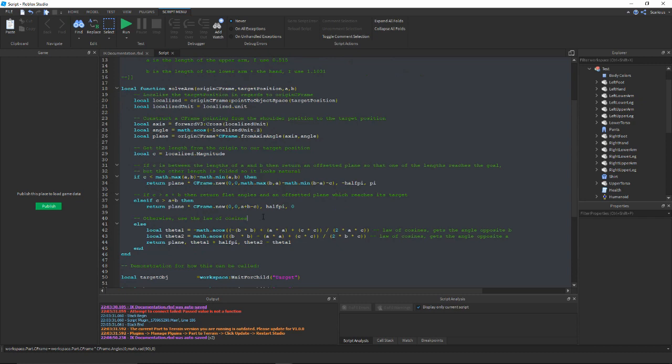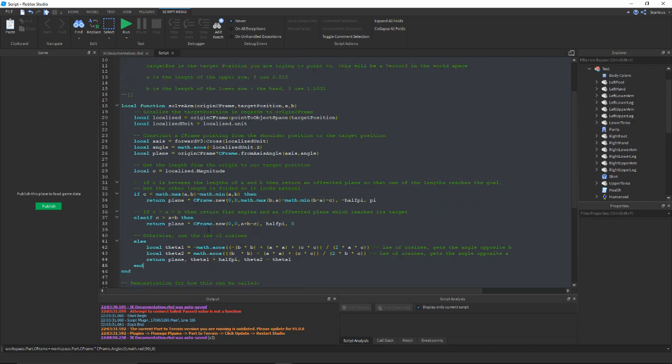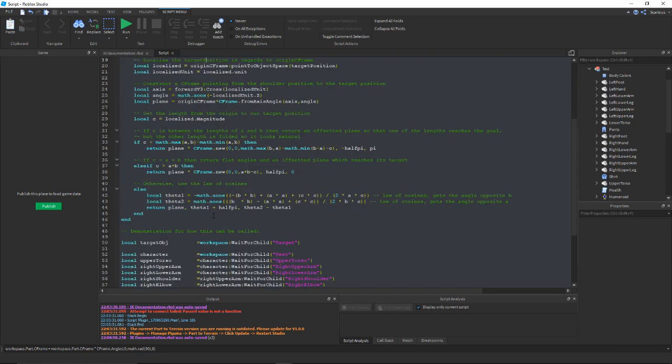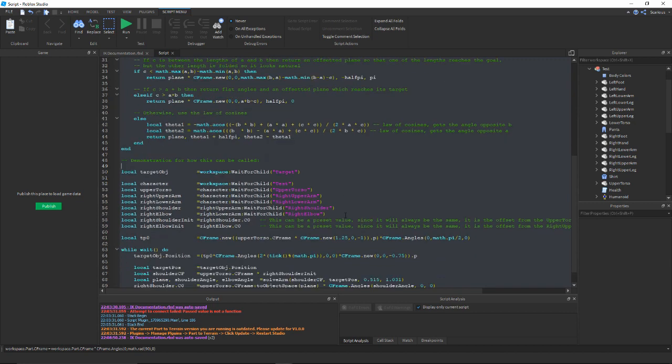And then lastly, if none of that is the case, we're going to use the law of cosines, which has already been explained, and we're going to get the angles of the rotated arms, or the angles that we will rotate our arms by, along with the plane. Now, this is just for the solve arm technique, which we can physically use in something else.